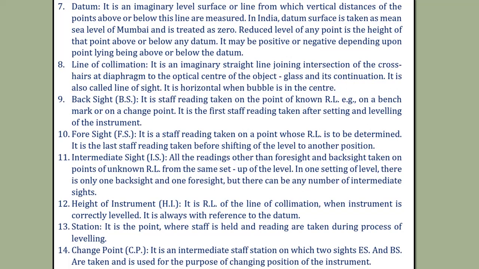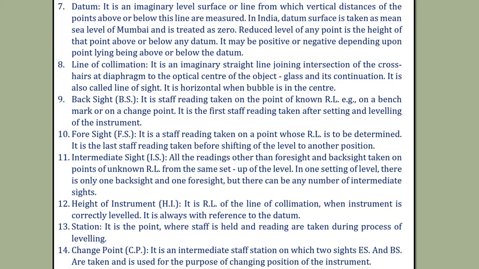Then line of collimation: it is the imaginary straight line joining the intersection of the crosshairs at the diaphragm to the optical center of the object glass and its continuation. It is also called the line of sight. Backsight is the staff reading taken on the point whose RL is known to us, which we can call the benchmark point. Then foresight reading is the staff reading taken on the point whose RL is to be determined. Foresight is the last reading. And intermediate sight readings: all the readings other than backsight and foresight are called intermediate sight readings.